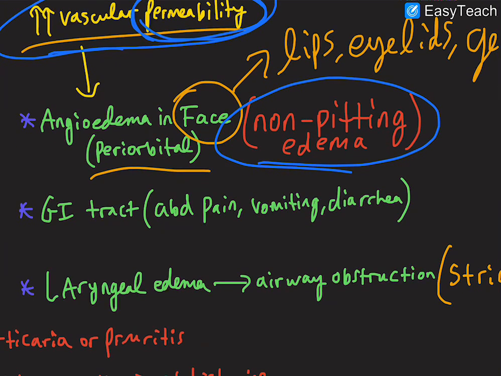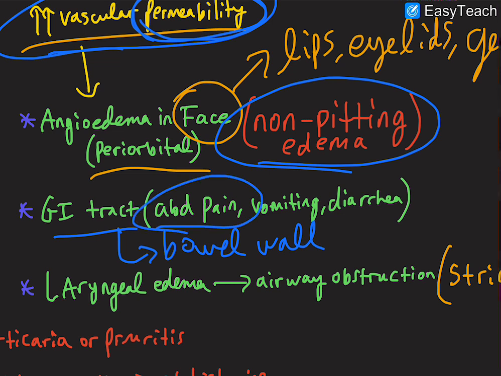Now, this edema and fluid buildup can not only happen in your face, lips, eyelids, genitals, and so on, right? It can also happen in your GI tract. So if you have edema of your bowel wall, of course we can expect that would cause a lot of abdominal pain and maybe vomiting and diarrhea also.